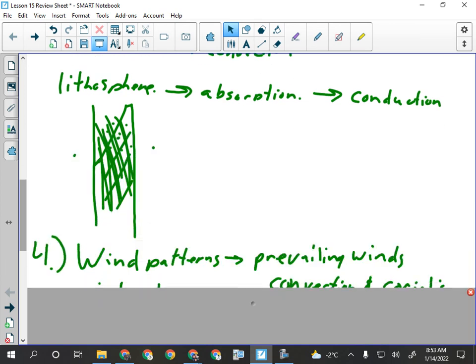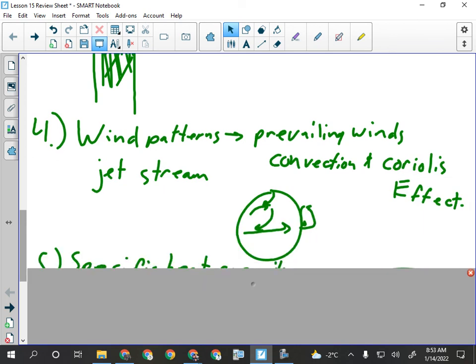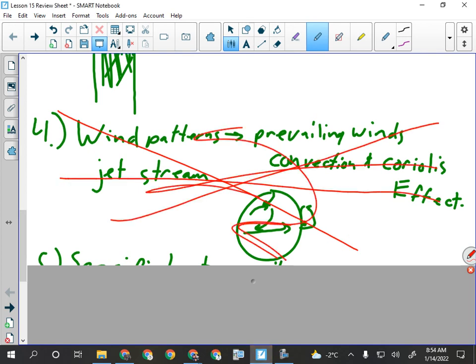And wind patterns, that was one of the things I took out. So you don't have to know anything about that. Nothing about wind patterns, jet stream, Coriolis effect, or any of that.